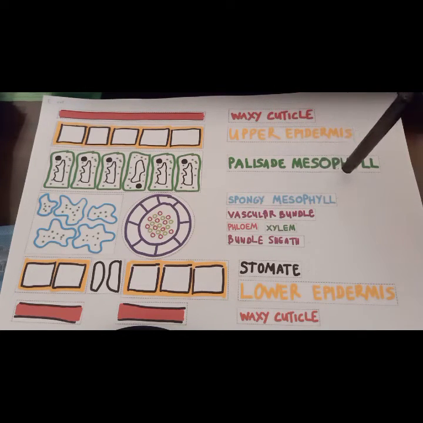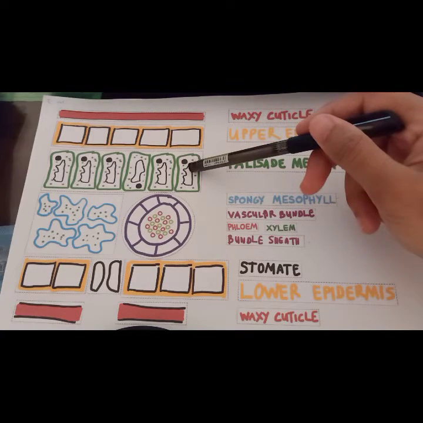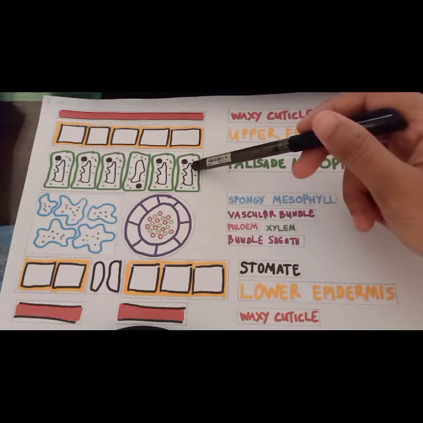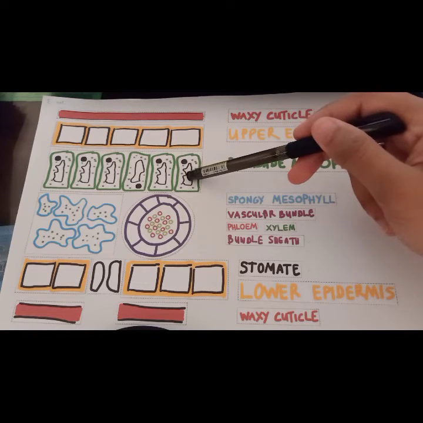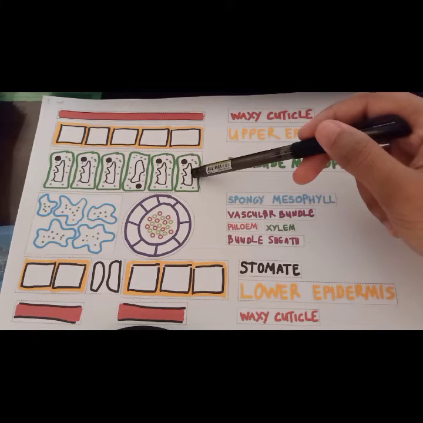It helps to protect the leaf by preventing water loss and providing an extra layer between the outside and the inside of the leaf. This is the palisade mesophyll, which is in green color. This is where most of the photosynthesis occurs in the leaf. The palisade cells contain a lot of chloroplasts to help them perform this photosynthesis.